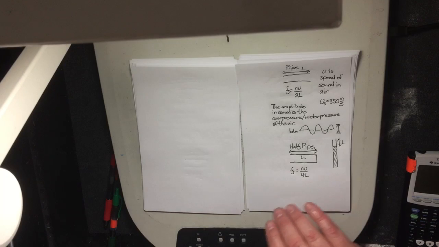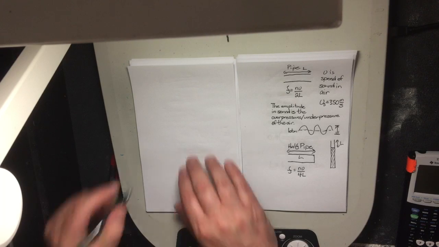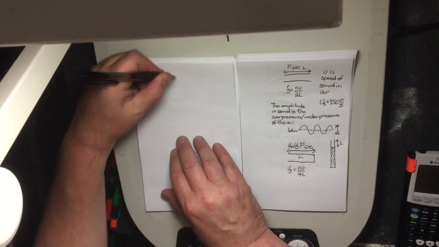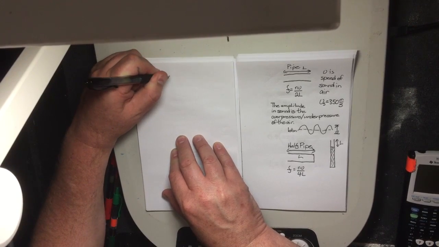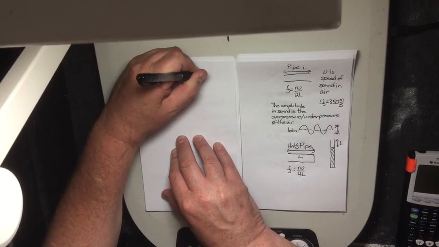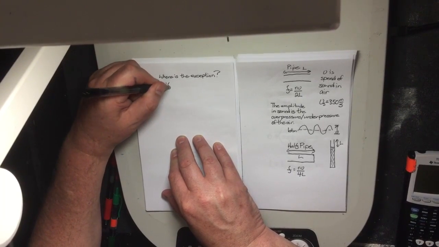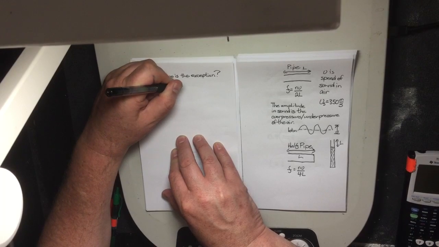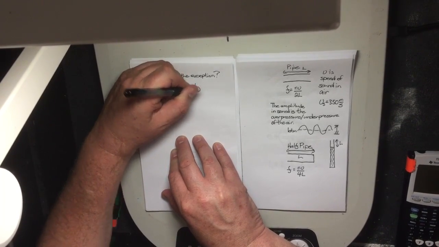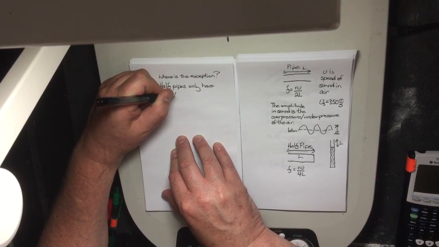Now, as I told you before, when I initially presented it, in goes 1, 2, 3, 4, 5, etc. There is an exception to that rule. There always are exceptions. Where is the exception? Half pipes only have odd ends.